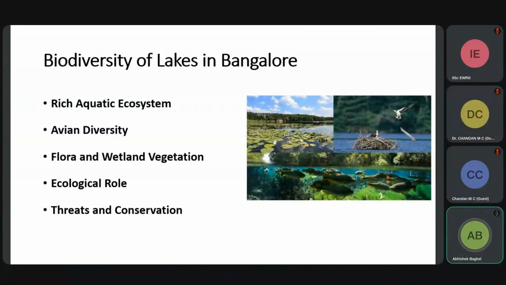So going with the biodiversity of lakes. In this we have three major topics that I'll be covering. First is the biodiversity. The biodiversity has rich aquatic ecosystems. It is home to diverse fish species, I'm talking about Bangalore, like katla, rohu, tilapia, and it also supports life for amphibians, reptiles, and many other insects and faunal diversity also.